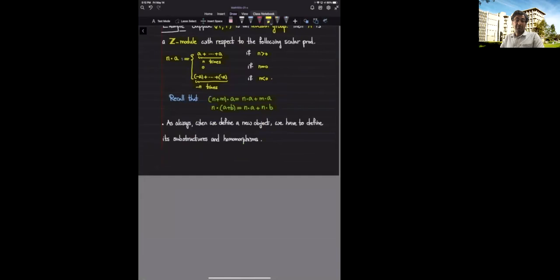As always, when we see a new object in mathematics, we have to ask ourselves, what can I say about the substructures and homomorphisms for this object? So for modules, we do the same. We ask ourselves, what are the submodules? I have already mentioned the word submodule, but let's define it properly. And what are the homomorphisms of our modules?